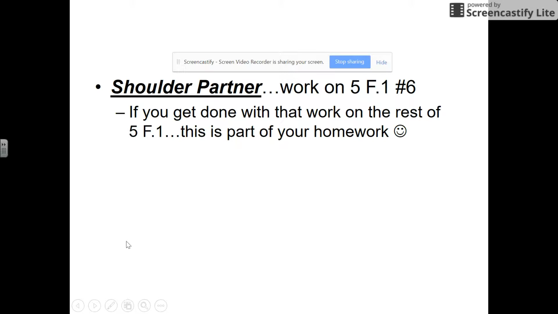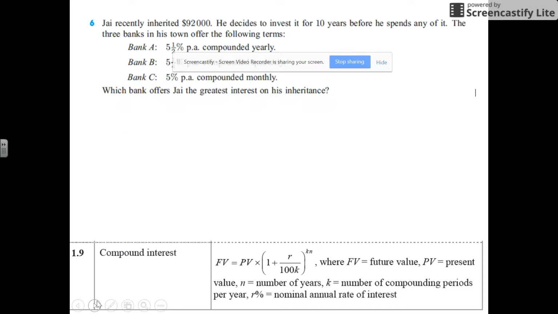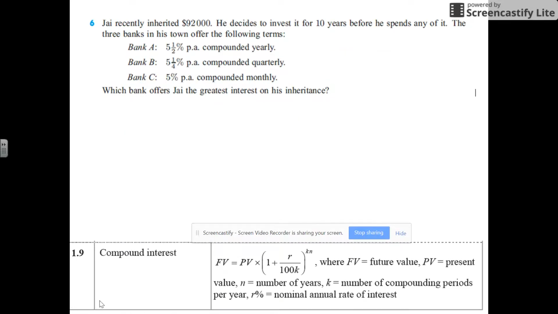So F.1, number 6, do that one together with the partner. You should be working together anyway. Pause the video, work it out, see if you know what you're doing, and we'll check the answers.